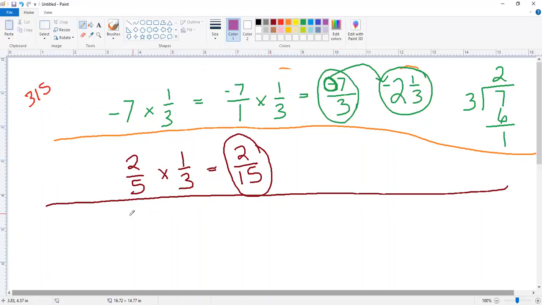All right, let's try 2 over 7 times 3 over 5. 2 times 3 is 6, 7 times 5 is 35, and it cannot be reduced anymore.